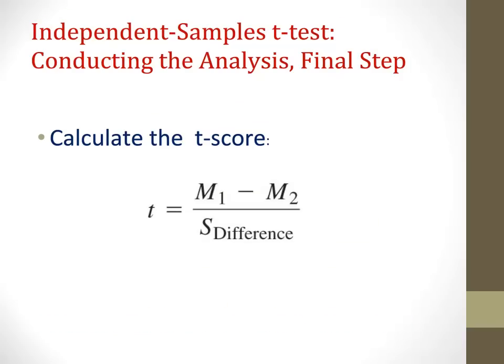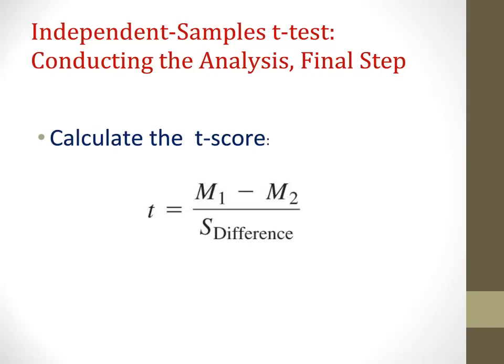Here you see the formula to calculate the t-score. You find this value by subtracting the mean of one group from the mean of the other group, and then dividing by the standard deviation of the distribution of differences between the means, which we'll look at in a moment.